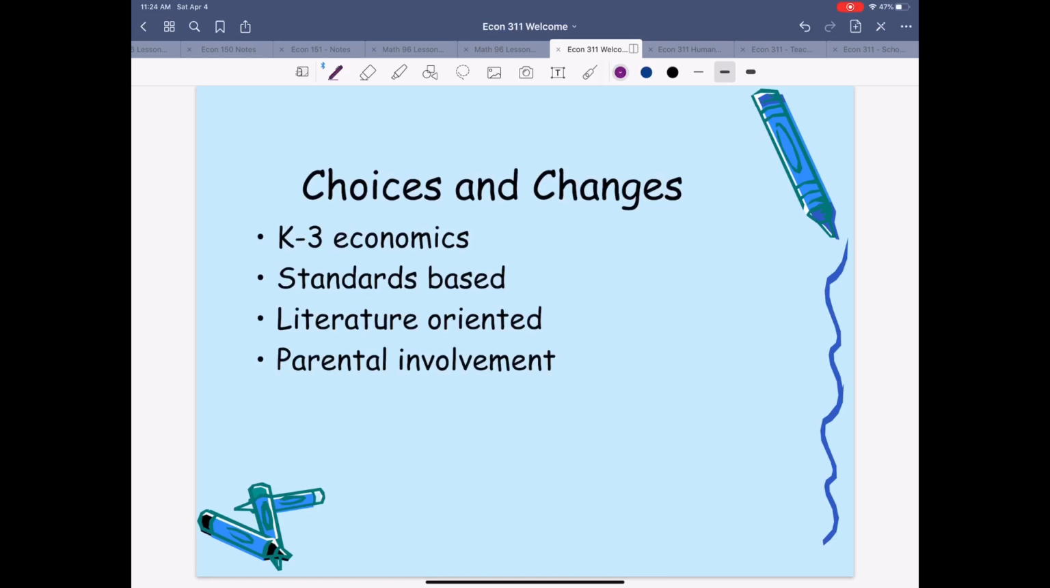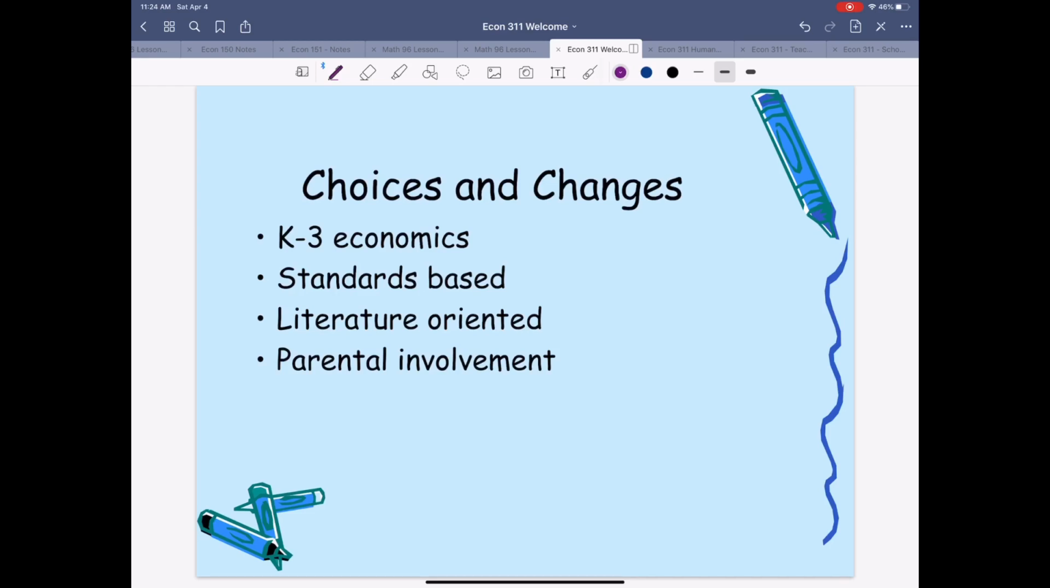So we're going to look at some curricula through this process, and we'll look at a curriculum called Choices and Changes, and we'll introduce that, and that really deals with the K through 3 economics and how to implement it. What I think you'll enjoy about the way the course is set up is that you'll get a chance to see economics in the classroom at every level in the K through 8 classroom.